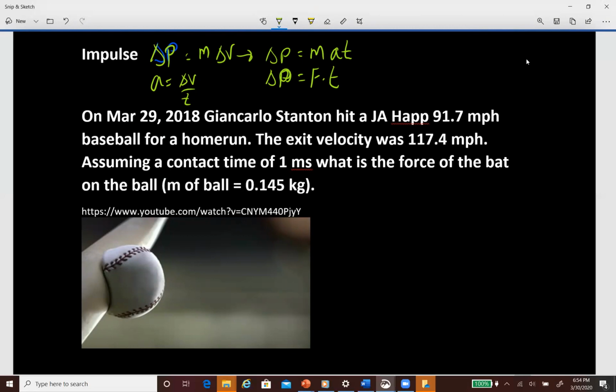So we're going to look at an example here of a home run hit on the 29th of March, 2018. Oh my God, that was almost exactly 2 years ago. No baseball yet, coronavirus.